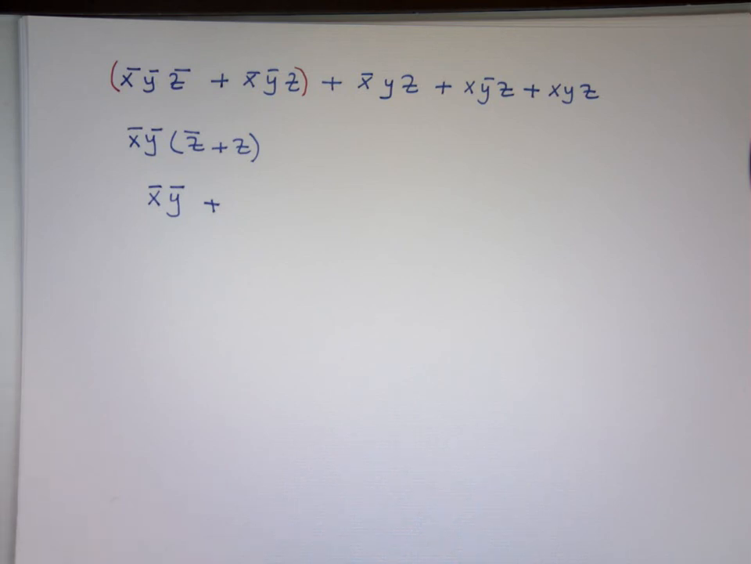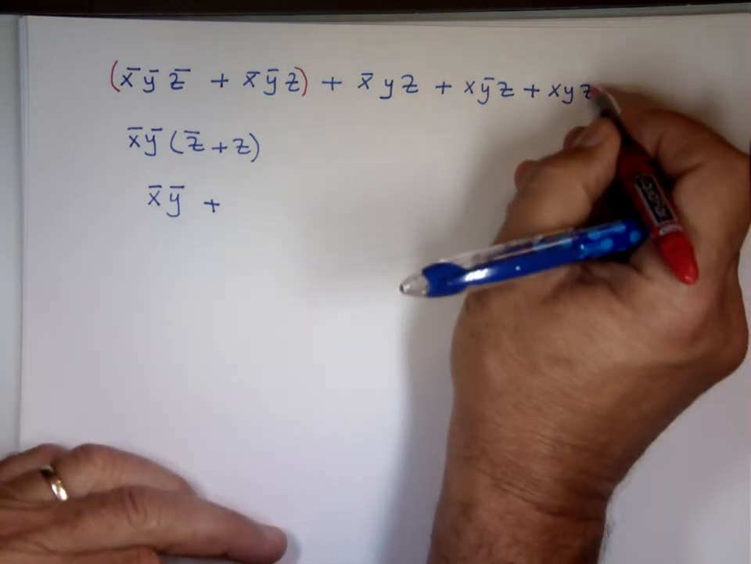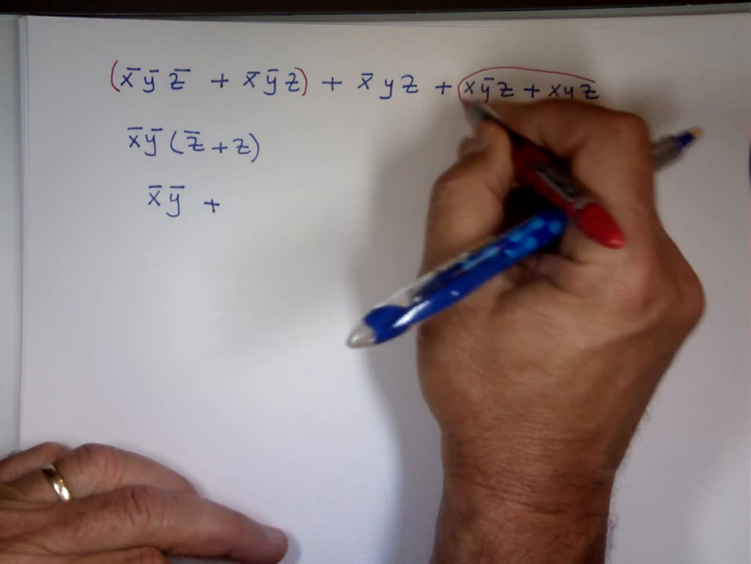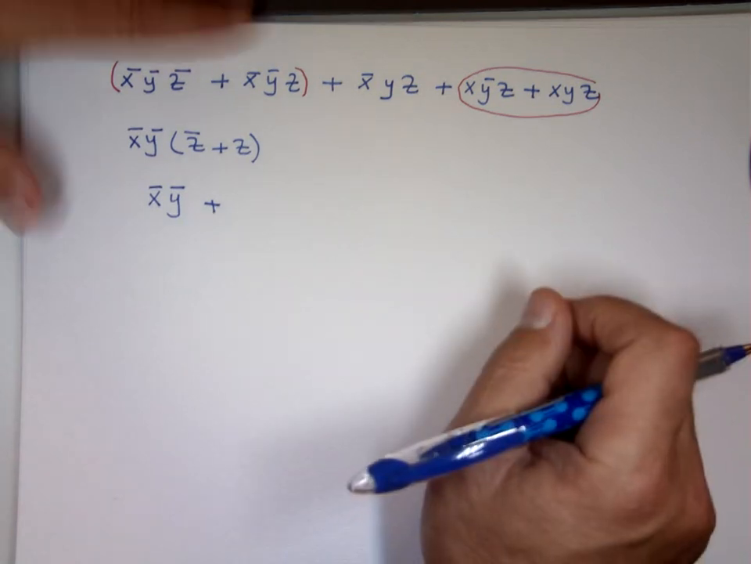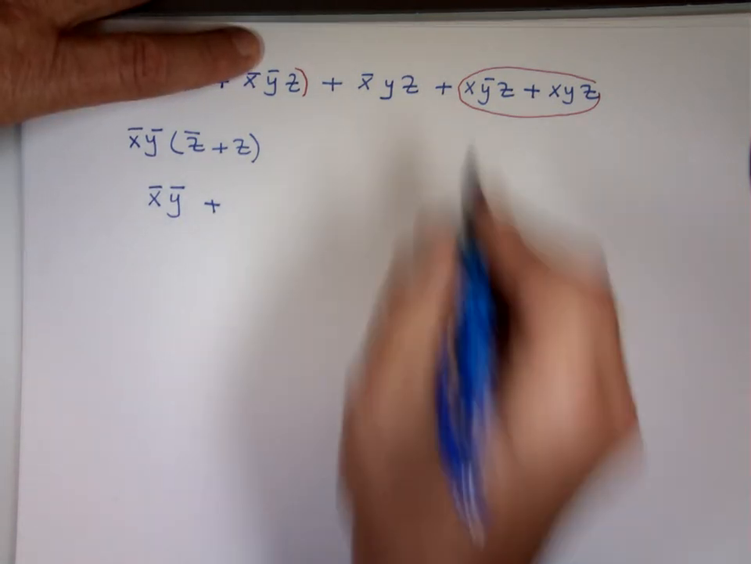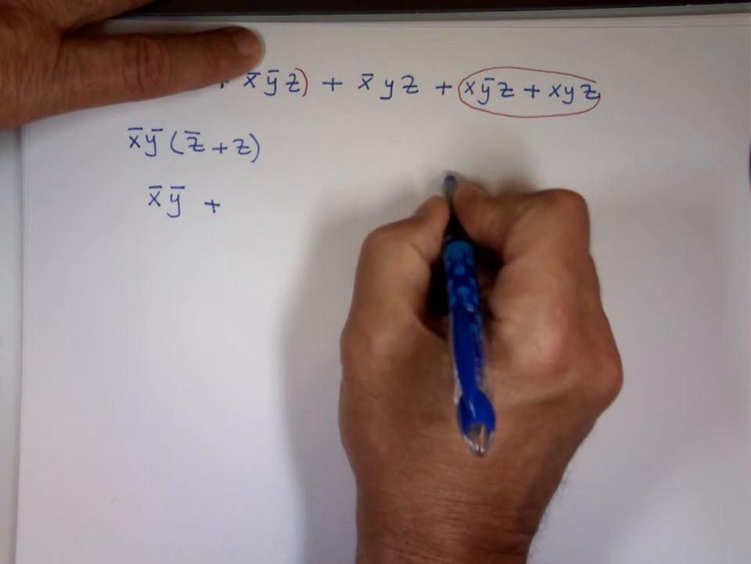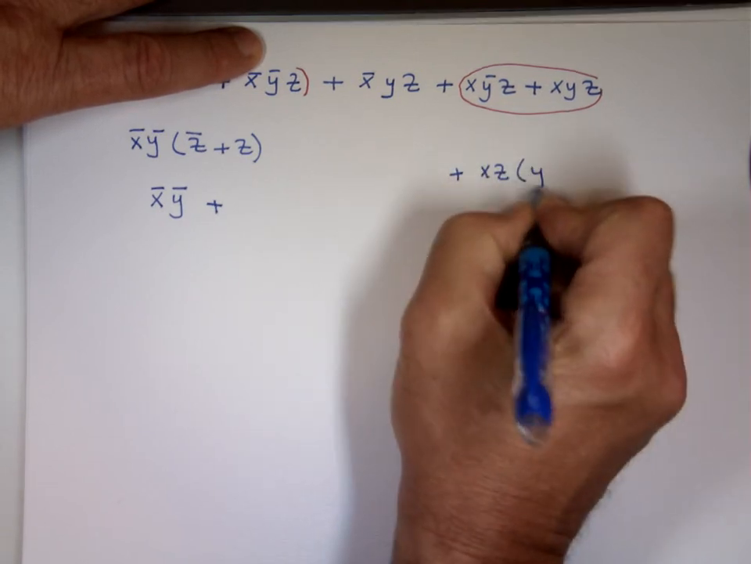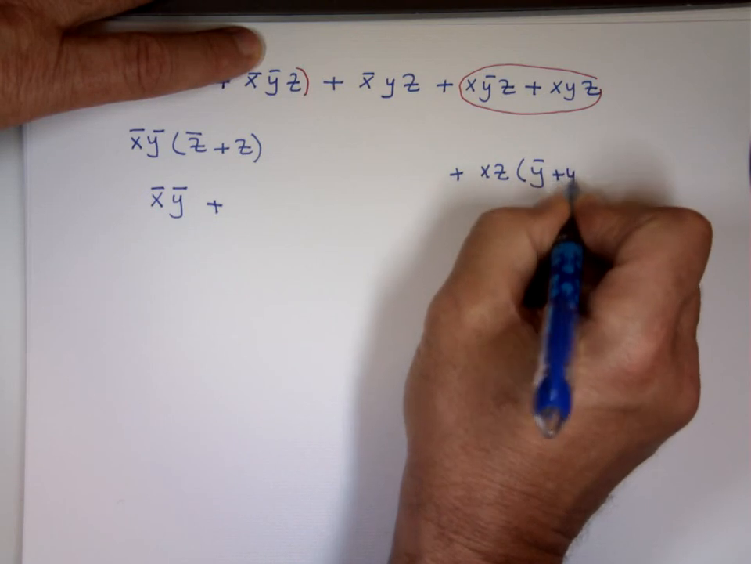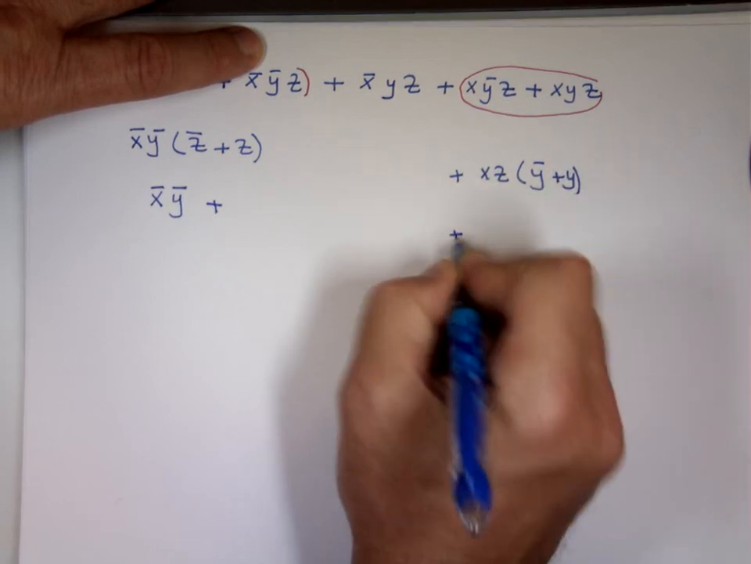Now, let's look at these two here. I like this one. What can we factor? X and Z. What's left? Y bar plus Y. What's Y bar plus Y? 1. So we're left with X and Z.